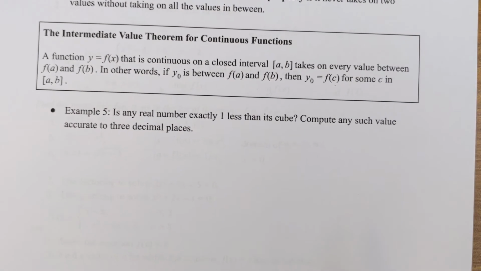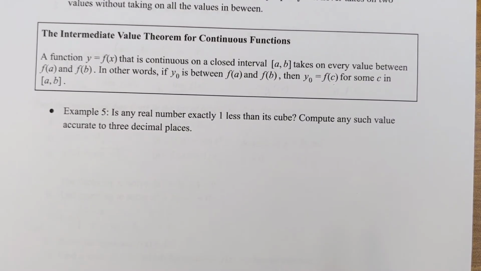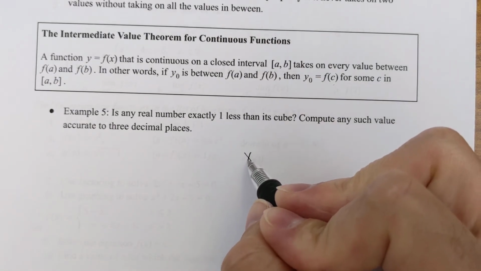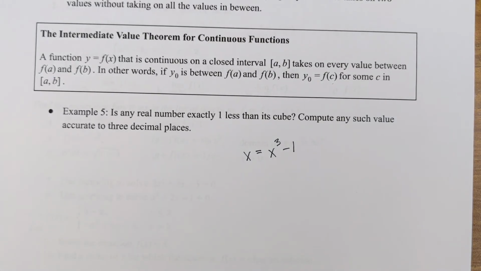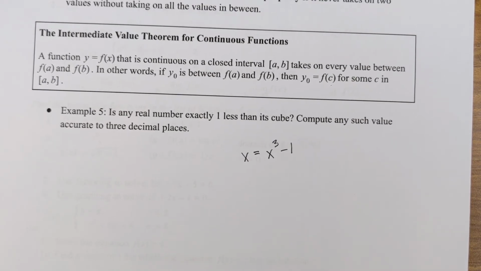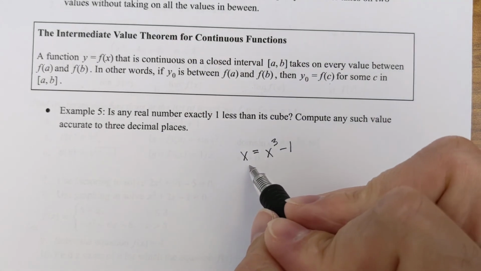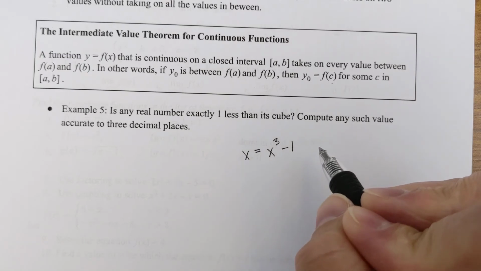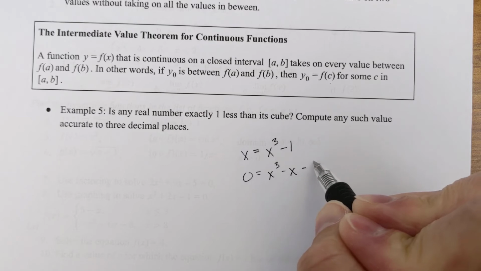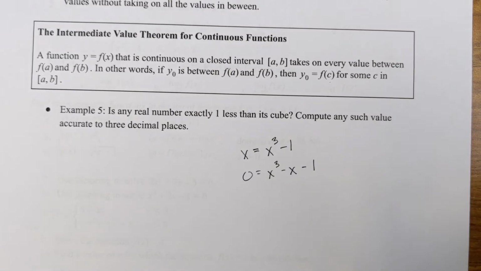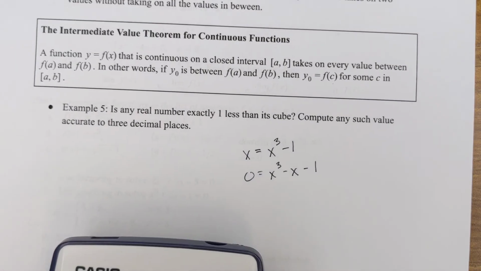So example 5 says, is there any real number exactly one less than its cube? Compute any such value accurate to 3 decimal places. So is there some number, x, that is equal to x cubed minus 1, one less than its cube? I'm actually going to solve this graphically and let my calculator find the root for me. To do that, I need to move everything to one side. So I'm going to move everything to the right: 0 equals x cubed minus x minus 1. I could also use a polynomial root finder as well.